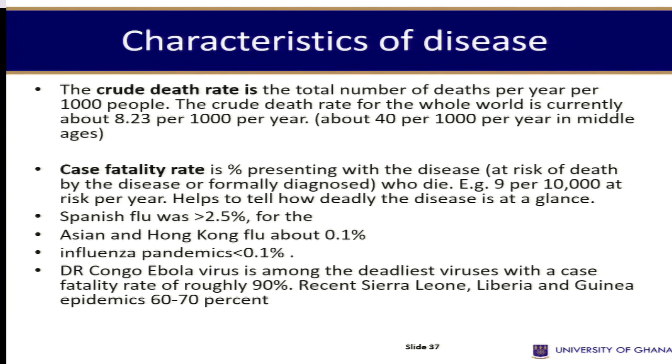Let's use the crude death rate as an example. This is the total number of deaths per year per 1,000 people. The crude death rate for the whole world is currently about 8.23 per 1,000 per year. 400 years ago, it was about 40 per 1,000 per year. So there has been improvement.